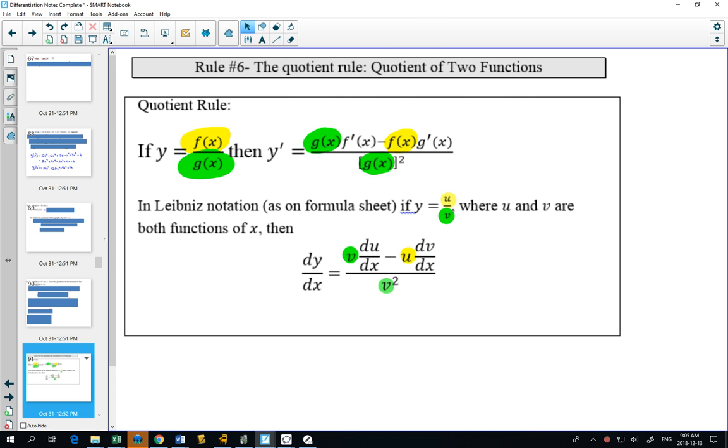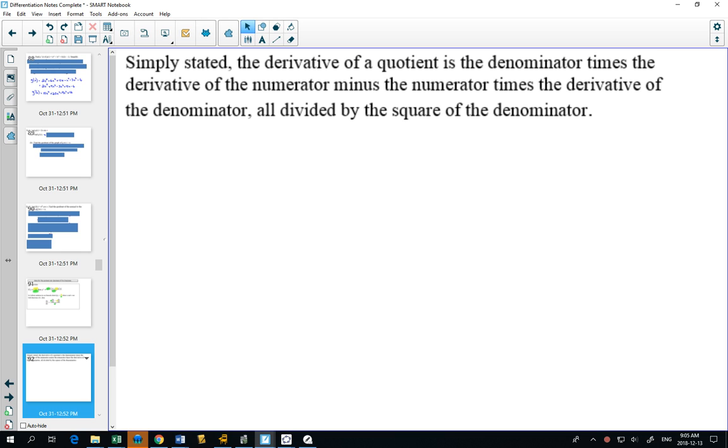And then as far as doing questions with the quotient rule, you just have to apply the formula. That'd be nice if you had to describe it in words. Simply stated, the derivative of the quotient is the denominator times the derivative of the numerator minus the numerator times the derivative of the denominator, all divided by the square of the denominator.